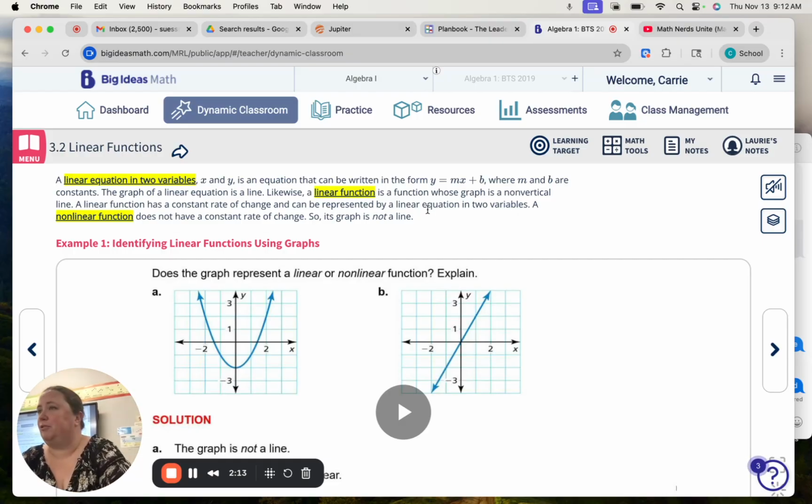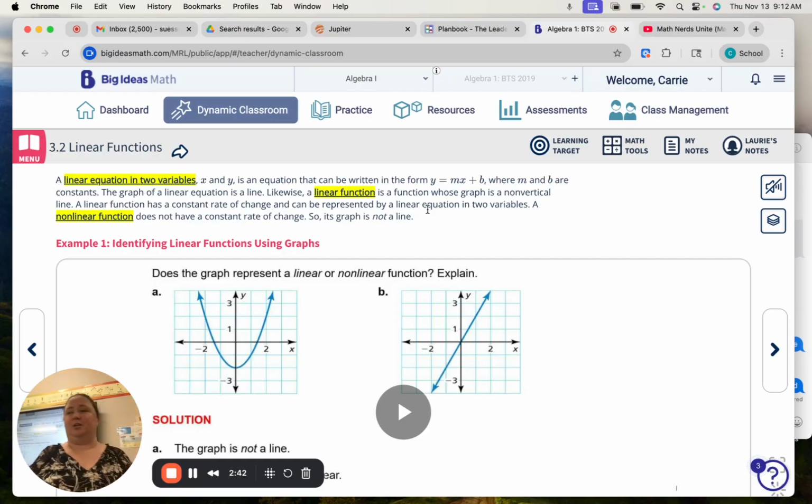What does m stand for? What is m in this equation? The slope. Come on, you've got to remember. Slope. What is the b? The b is where it started, which is called the y-intercept. So the b is the y-intercept.